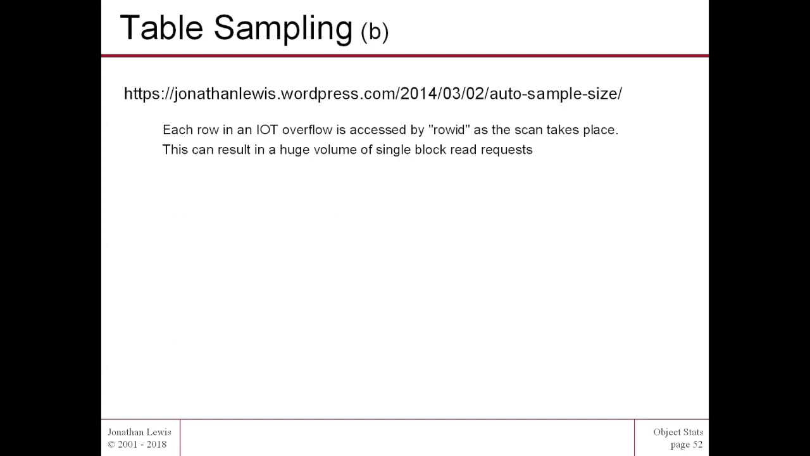I put up here a URL to a blog note I wrote about the problems with IOTs and overflows, so you can follow that one up if you want. The same sort of thing happens with chained rows.